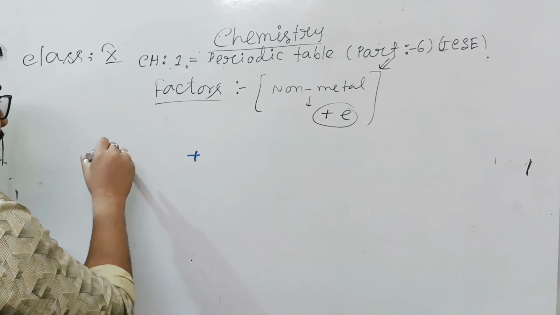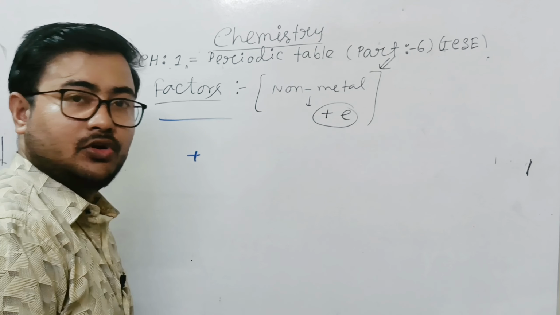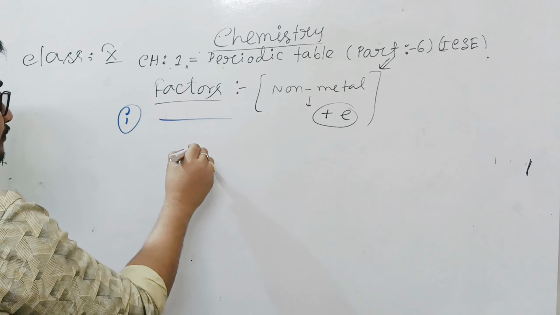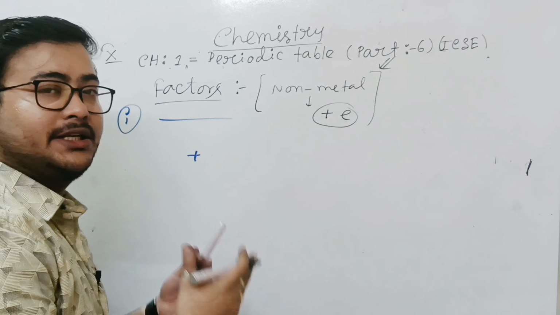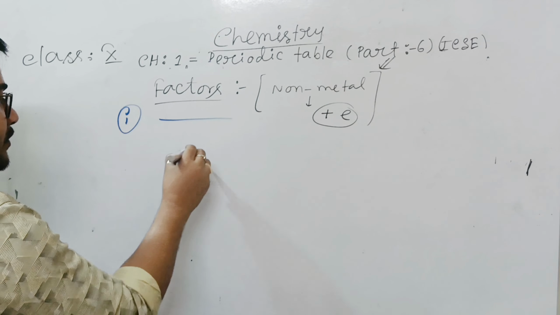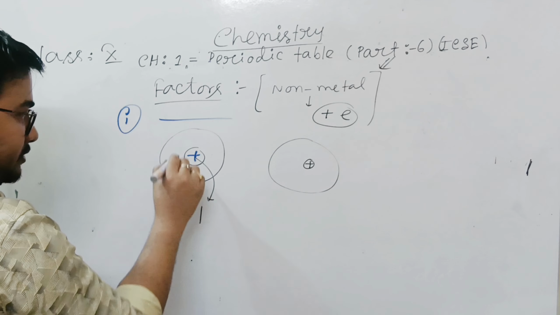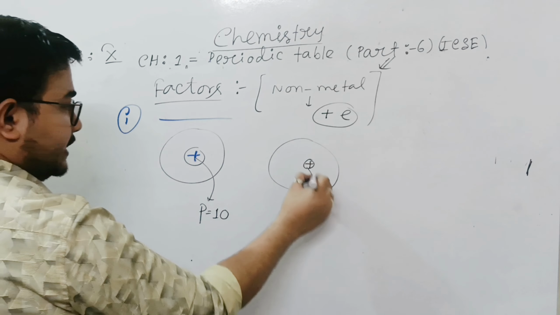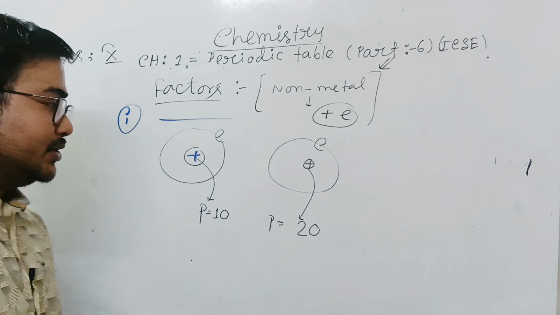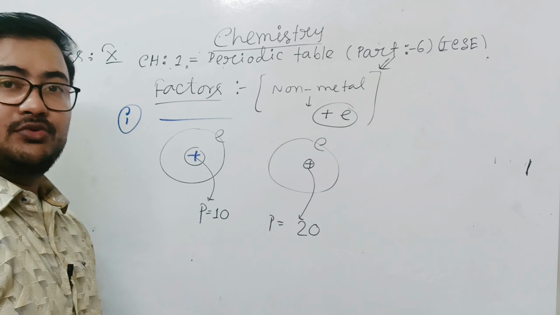Now tell me, point number 1, you can write the first point: nuclear force or nuclear attraction. You can also give the heading nuclear attraction, nuclear force, or nuclear charge, all are synonymous. You can give any one of these as a heading. Now suppose there is an atom, and another atom. Suppose in one nucleus the number of protons is 10, and in the other the number of protons is 20. Consider this. Now tell me, in which case is the attraction by the nucleus more towards the outermost electron?